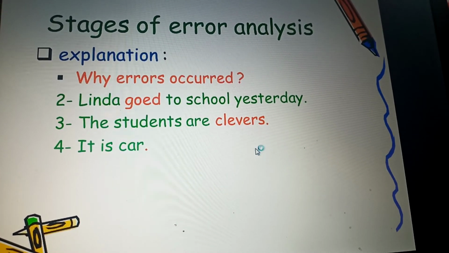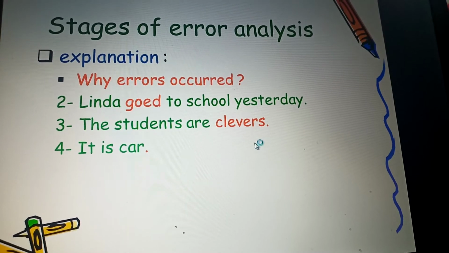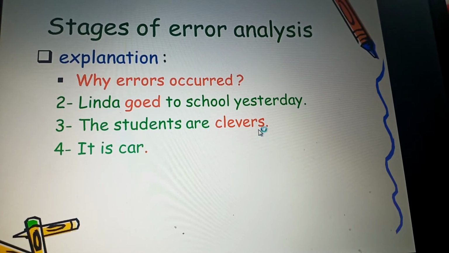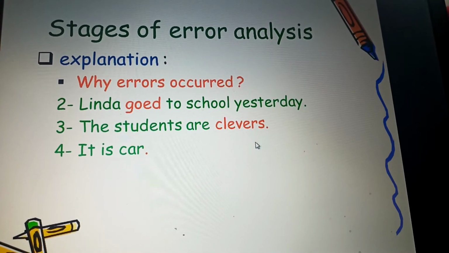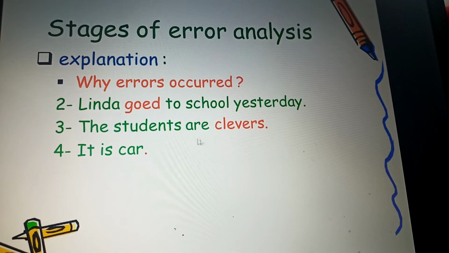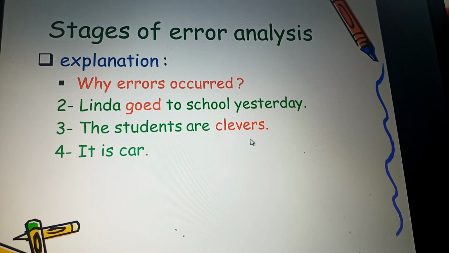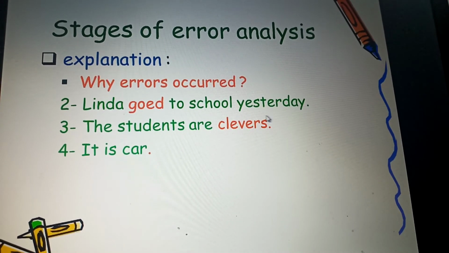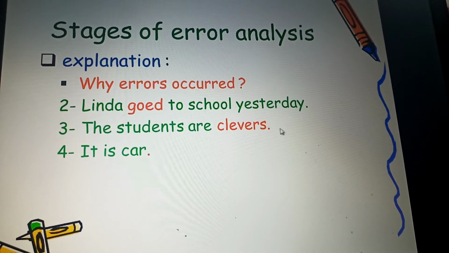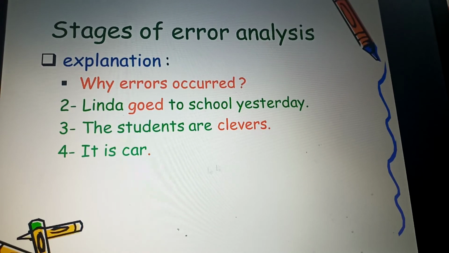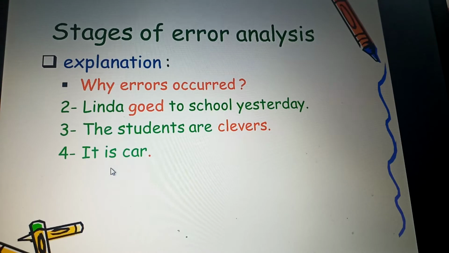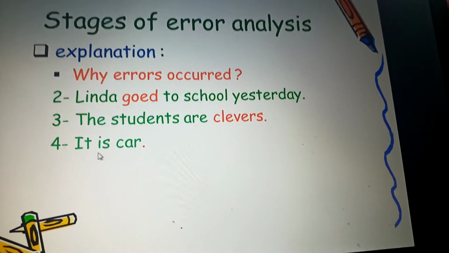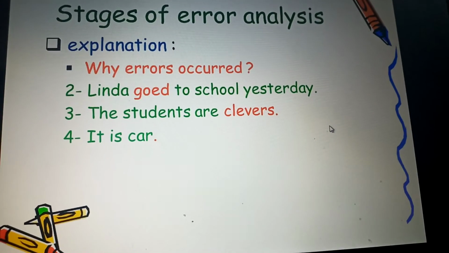Pay attention to this sentence, please. There shouldn't be clever because the word clever is not a noun, it's an adjective. There should be the students are clever. We shouldn't add s at the end of the word. It is car. As you know, we should use the article there: it is a car.